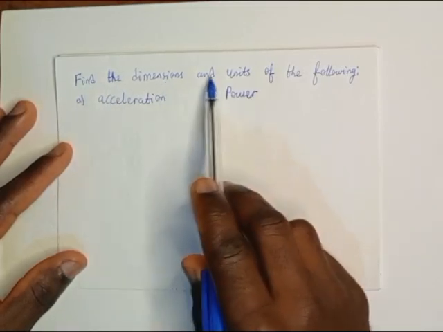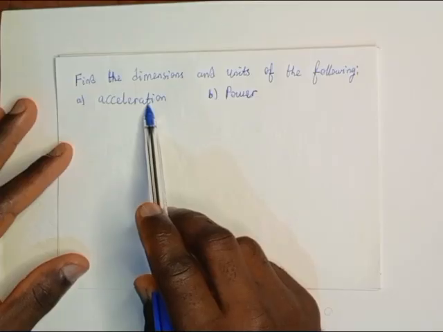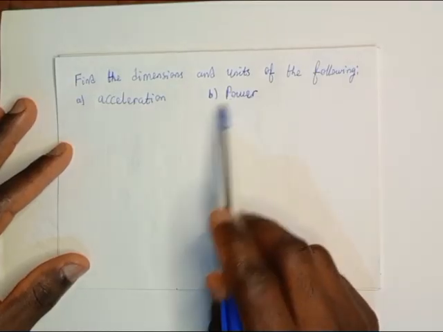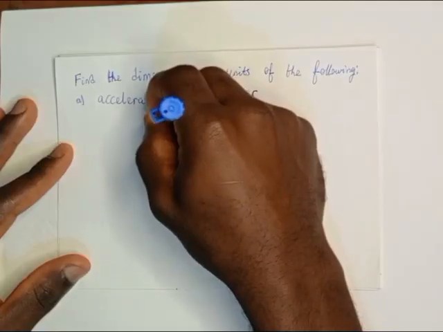Find the dimensions and units of the following. For A, we have acceleration. For B, we have power. Take down the solution.